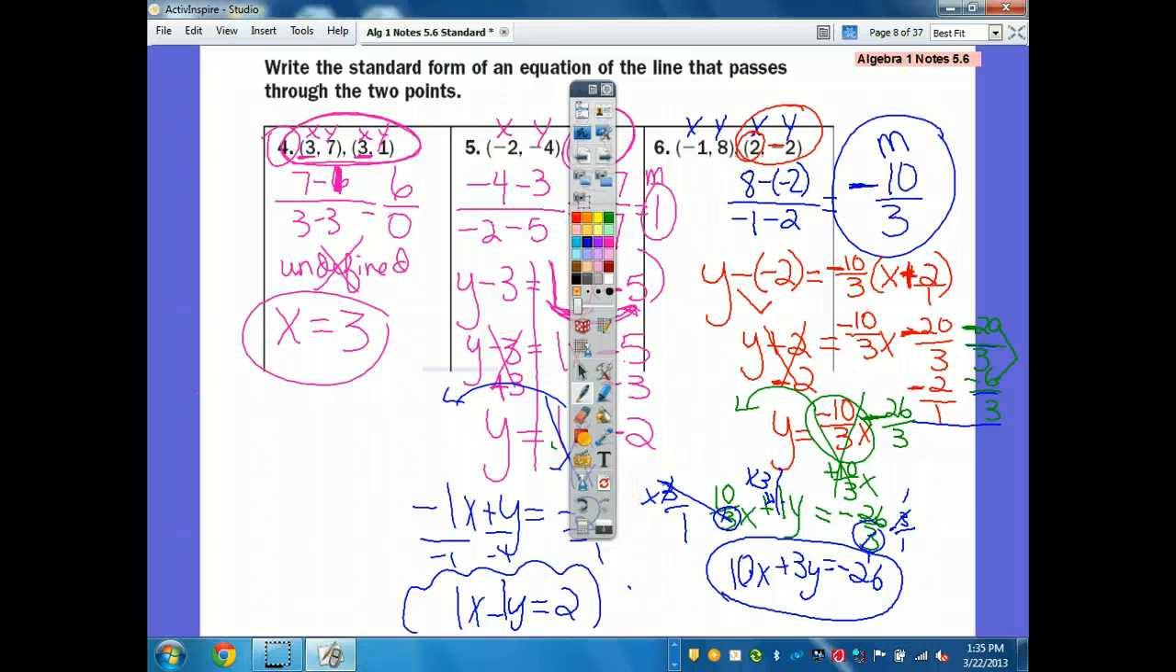Where'd you get negative 26 from? Because we had to multiply this. It's negative 26 over 3. And you take negative 26 over 3 times 3, or 3 over 1. 3 goes into here once. 3 goes into here once. You have a negative 26 over 1, which is the same as negative 26. You're welcome. All right, any other questions? All right, practice then.